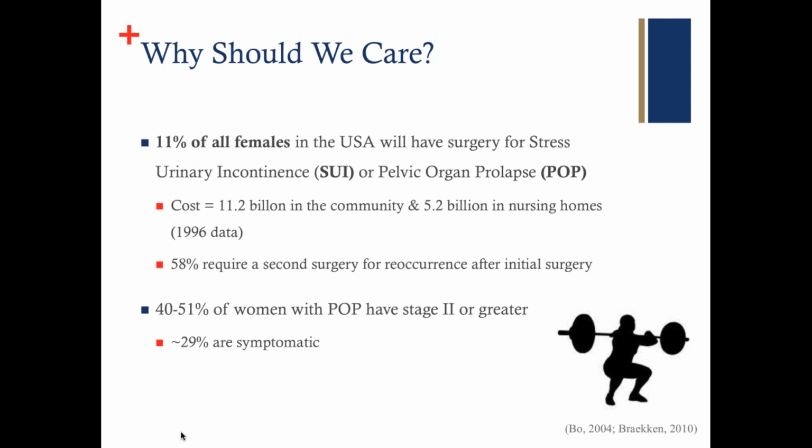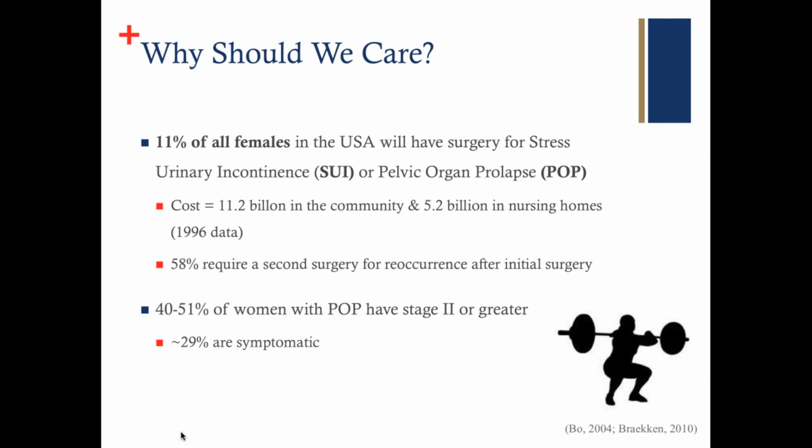Prevention is significantly better than treatment. And once we've gone down the path of disorders and dysfunction, after surgery, those women will stay in the cycle of recurrence very frequently. It's not uncommon. And 40 to 51% of women with pelvic organ prolapse have stage 2 or greater.